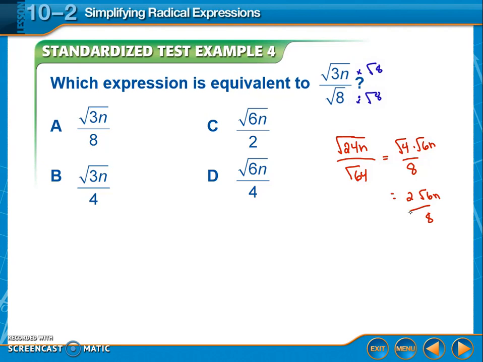Now 2 over 8 reduces. 8, I can think of that as 1/4, so this is going to become square root of 6n over 4. And so that means my answer is going to be D.